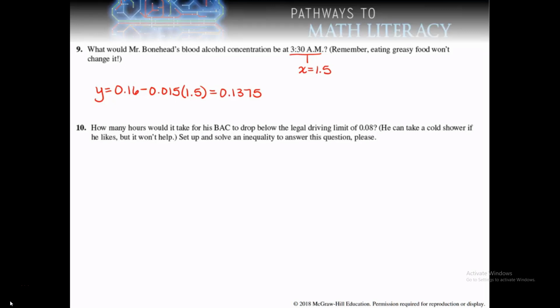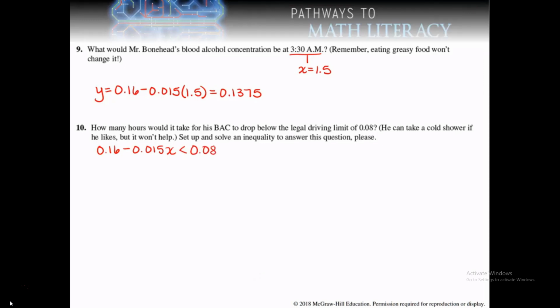In 10, how many hours would it take for his BAC to drop below 0.08? And because we want it to be below, we're going to use an inequality. So our BAC formula is 0.16 minus 0.015x, and we want to know how long it will take for that to drop below, so less than, 0.08.